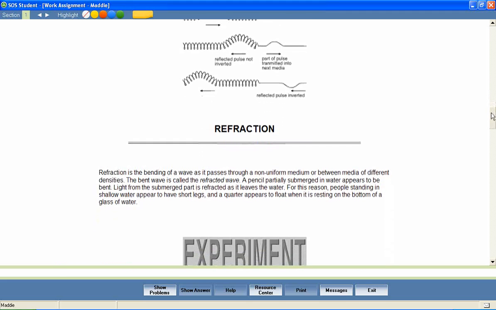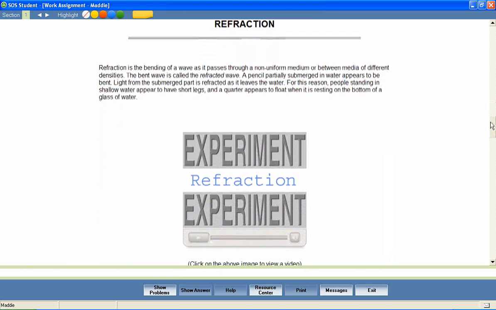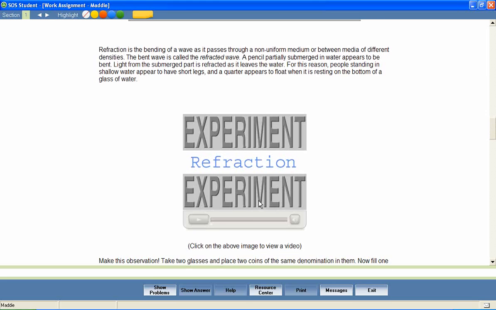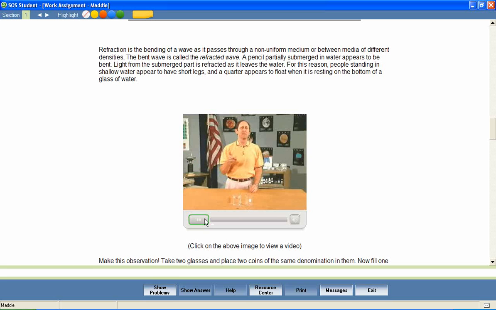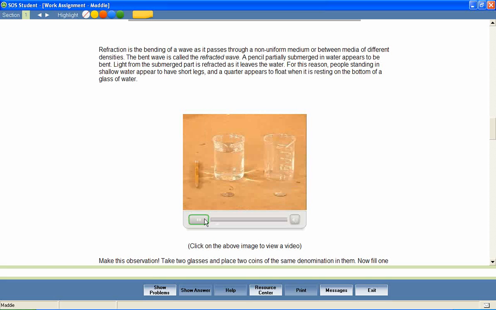Experiment videos like this one can help students understand the concept that is being taught. Today we'll take a look at refraction of waves. We'll do two experiments that you can easily do at home, and here's all you need to do both: a pencil, 2 quarters, 2 glasses, and some water.